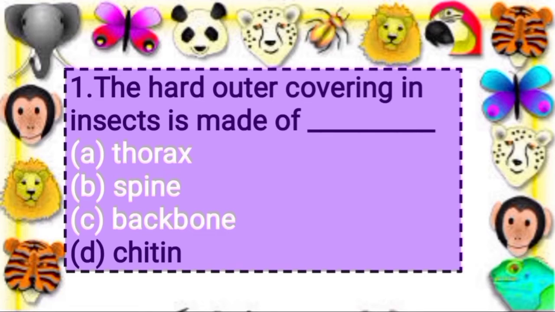As you know, insects have 6 legs and their body is divided into 3 parts, and they have a hard outer covering made up of a material called chitin. So the answer is option D.